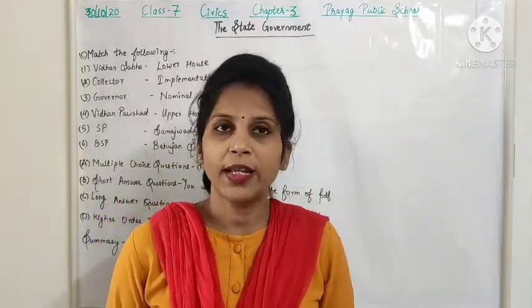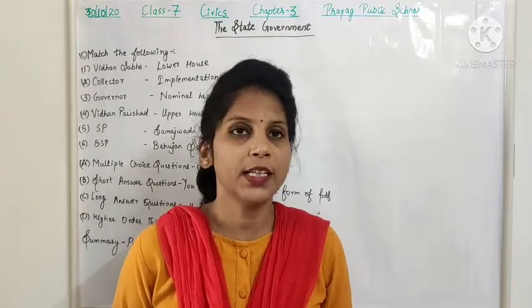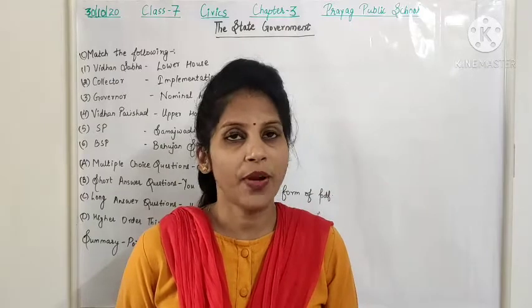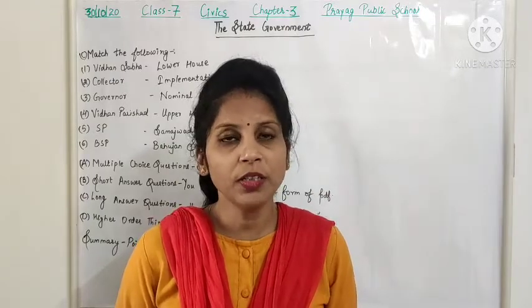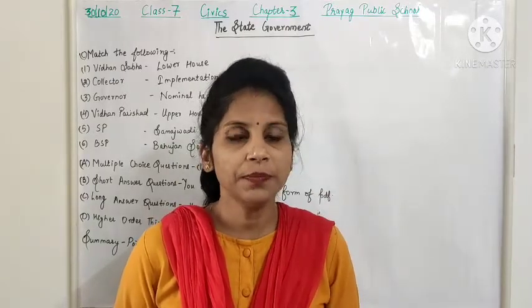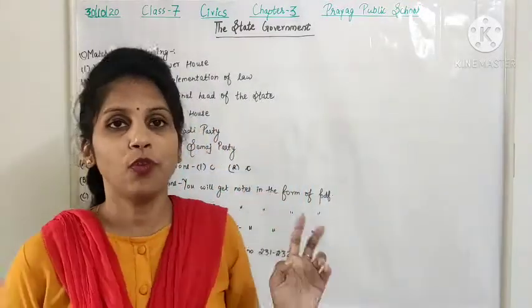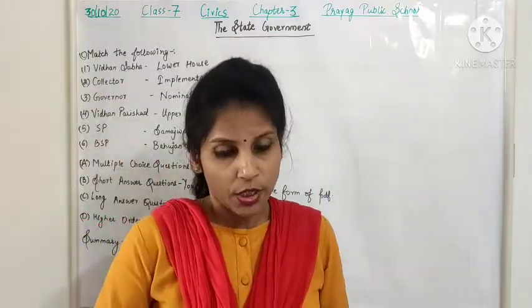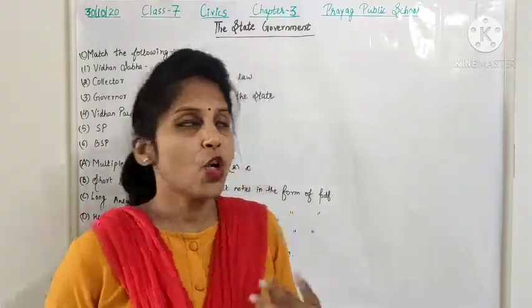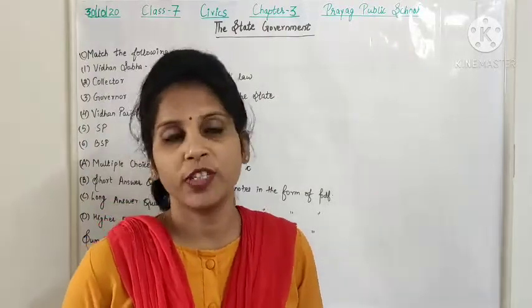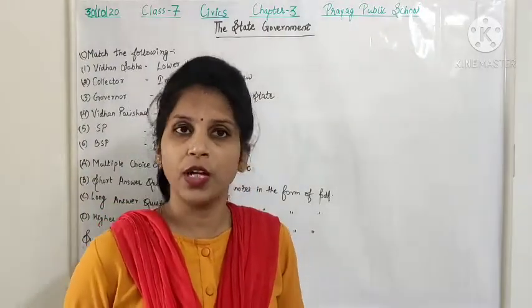First, you have to write about the chapter that you will be getting the notes in the form of PDF. First of all, put the date, write the name and number of the chapter, then about the chapter, then key terms, which I have made you write, you have to write. Then come to question B, that is short answer questions. You will get notes in the form of PDF. You will get the notes in the form of PDF in the group.